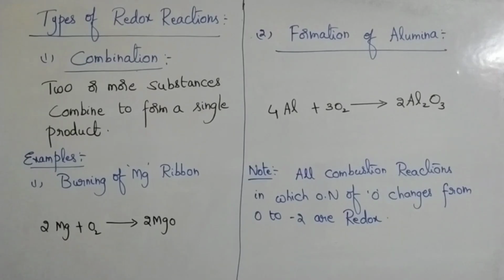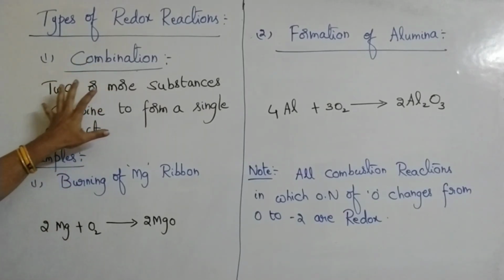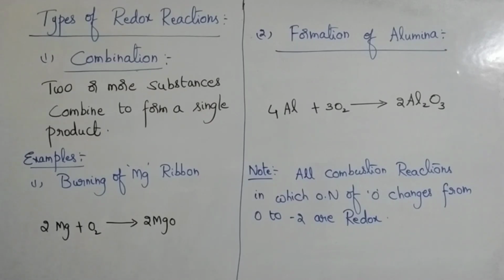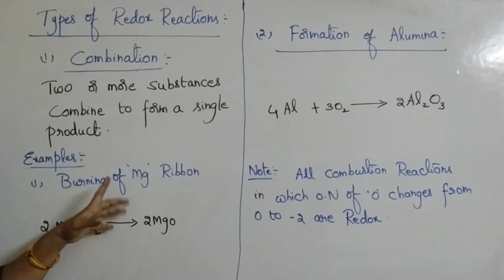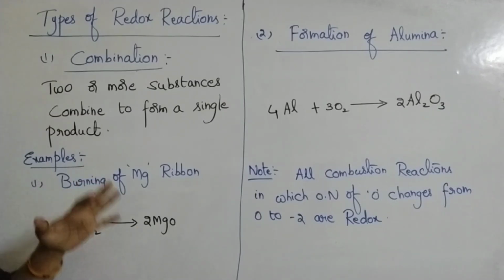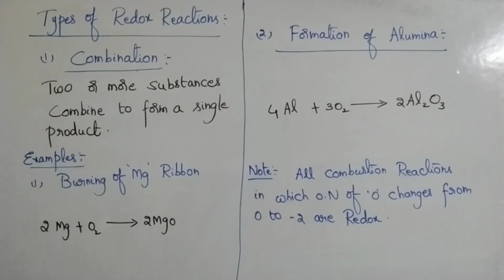So first one in types of redox reaction is combination reaction. In the name itself it is there, 2 or more substances combine to form a single product. Okay, so let us see some examples. First example, you all are very much aware of this, burning of magnesium ribbon. When it is burnt, the equation will be like 2Mg plus O2 gives rise to 2MgO. Here 2 reactants are there and 1 product is there. That's why it comes under combination.